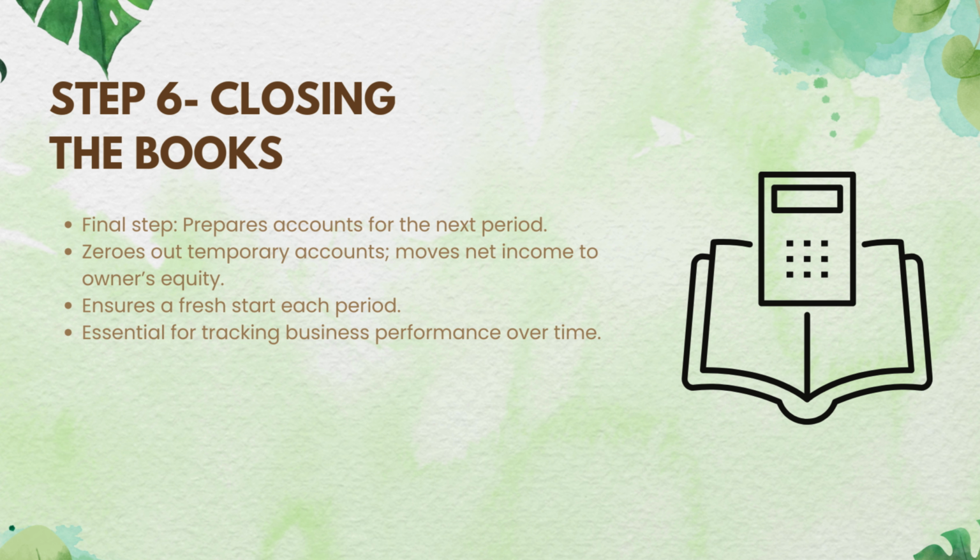6. Closing the books. The final step in the accounting cycle is closing the books. This means preparing your accounts for the next period. You'll need to zero out temporary accounts, transferring net income to the owner's equity account. This process ensures that each accounting period starts fresh and clean. It's similar to resetting your gaming console after a session. It's essential for the next round of play. Closing the books also helps identify the performance trends of your business, offering valuable insights for future planning.